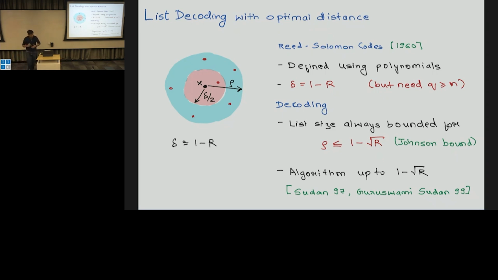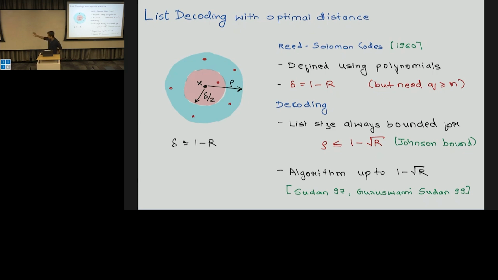In fact, one of the most celebrated list decoding algorithms, the first one, was by Madhu Sudan for a set of codes called Reed-Solomon codes, which I'll get to. And then this had an extra factor of 2, so it was 1 minus square root 2r, and then improved by Guruswami and Sudan, which are some of the more foundational results in this area. So even algorithms for a very specific code have been very non-trivial.